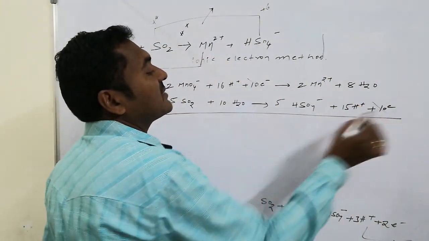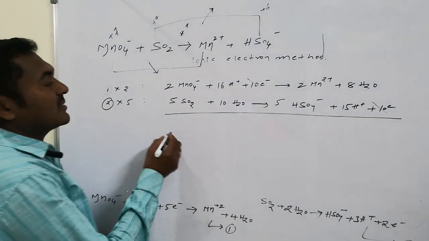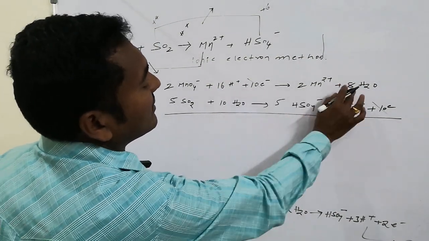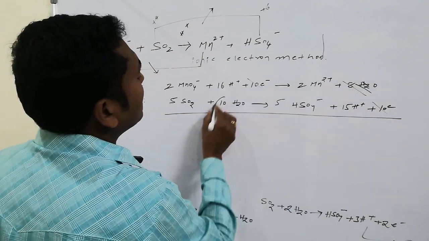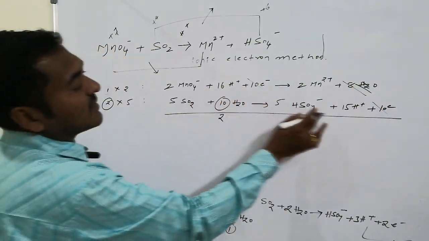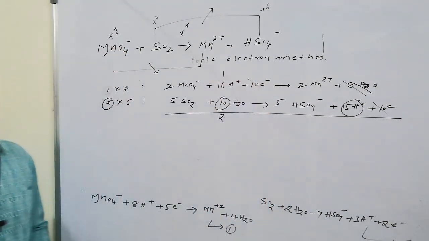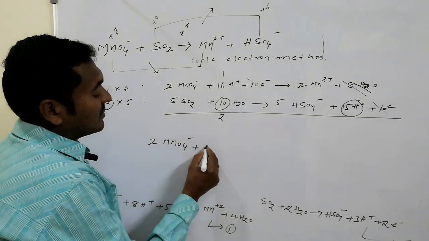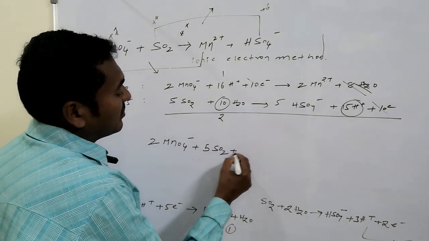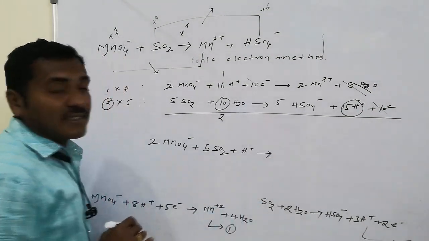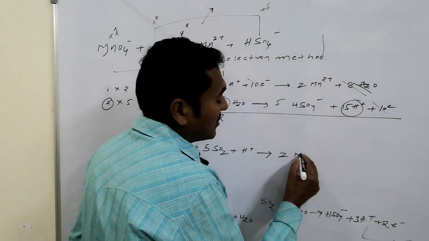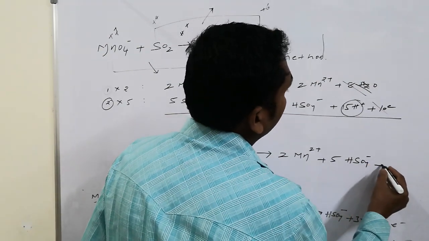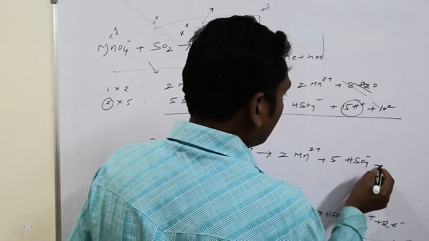After adding one to the other, the 10 electrons will be cancelled. Thus the net equation is obtained by cancelling common terms. Looking at water, here it is 10 water and this is 8 water. If I remove these, it reaches 2 water molecules. This is 16H plus and this is 15H plus, so it reaches 1H plus. Hence the net equation is 2MnO4 minus plus 5 sulfur dioxides plus 1H plus, which results in what? It results in 2Mn2 plus plus 5HSO4 minus. This is the net equation.